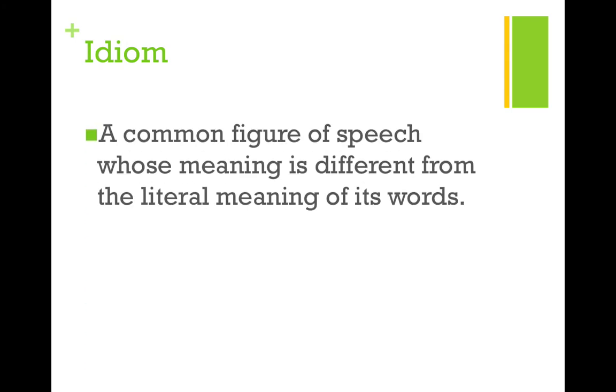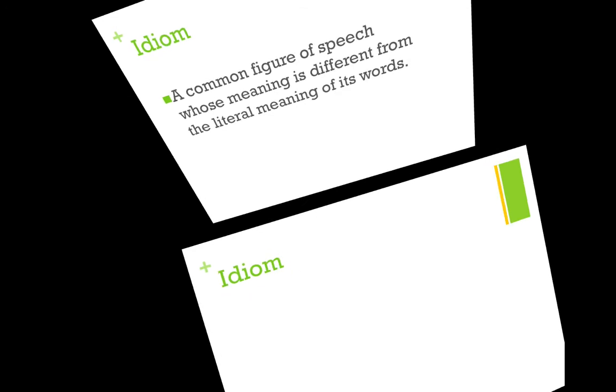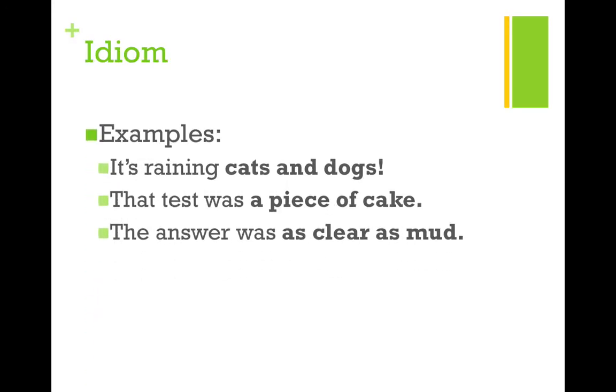Next word for academic vocabulary is idiom. An idiom is a common figure of speech whose meaning is different from the literal meaning of its words. Another way of saying this is that the meaning of the phrase is different from the actual meaning of the words inside the phrase. So let's look at a couple of examples. It's raining cats and dogs. Obviously, cats and dogs are not falling from the sky. It's a way of saying that it's raining really, really hard.